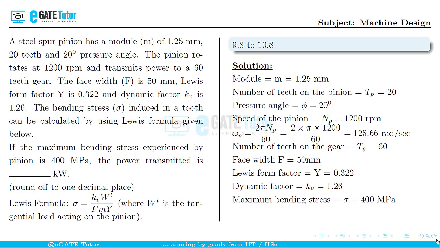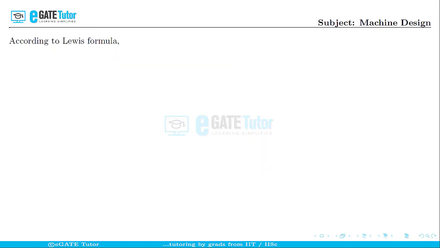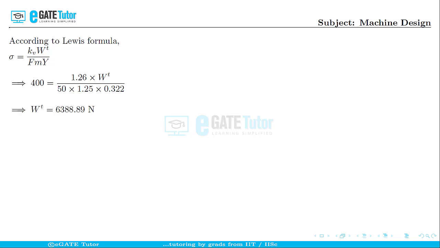It is also given that Wt is the tangential load acting on the pinion. Now let us just write down the given Lewis formula, which is sigma is equal to kV Wt by F m Y. Since we know all the values, that is sigma is equal to 400, which is equal to 1.26, which is the dynamic factor, multiplied by the tangential load, divided by face width, which is 50 mm, multiplied by module, which is 1.25 mm, multiplied by the Lewis form factor, which is 0.322. So simplifying that will give us the tangential load acting on the pinion as 6388.89 Newton.